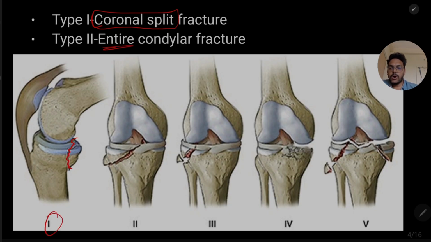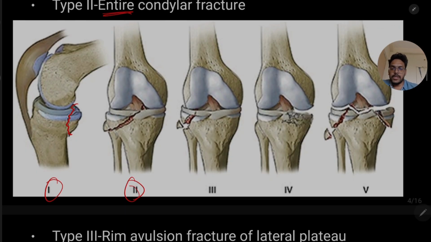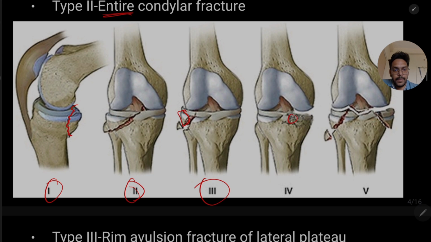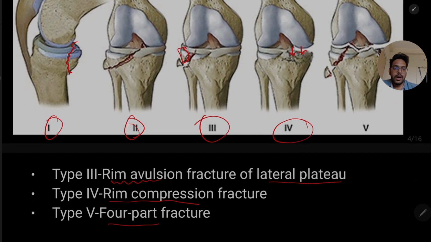If the entire condyle has been fractured, the entire lateral condyle or the medial condyle, then it is type 2. If there is only a rim avulsion from the lateral plateau, then it is type 3. Then if there is only rim compression, it is type 4. Then type 5 is the 4-part or bicondylar fracture, bicondylar along with metaphyseal fracture.